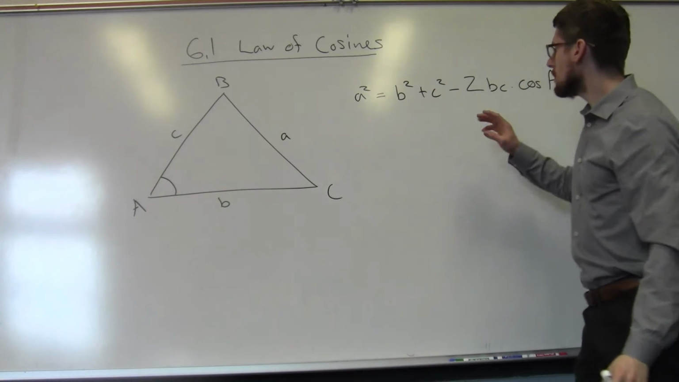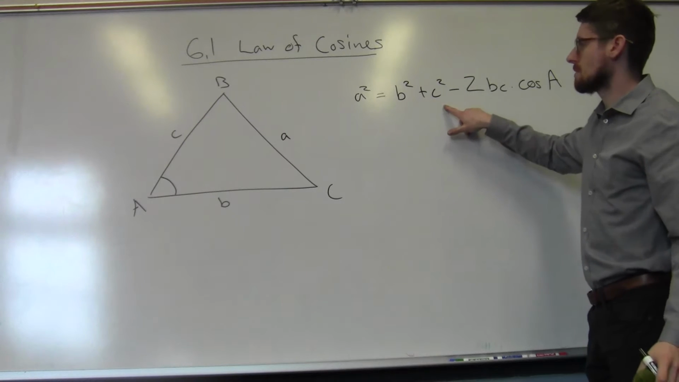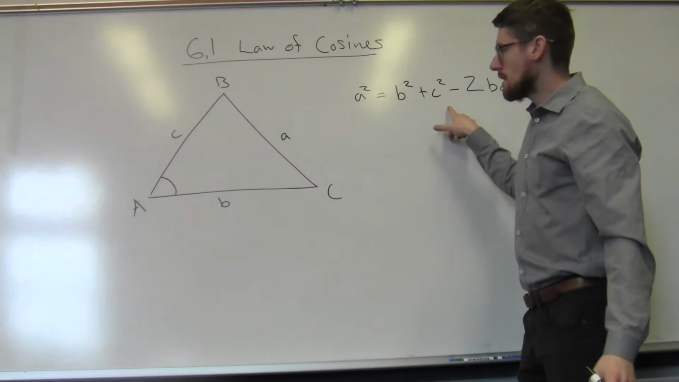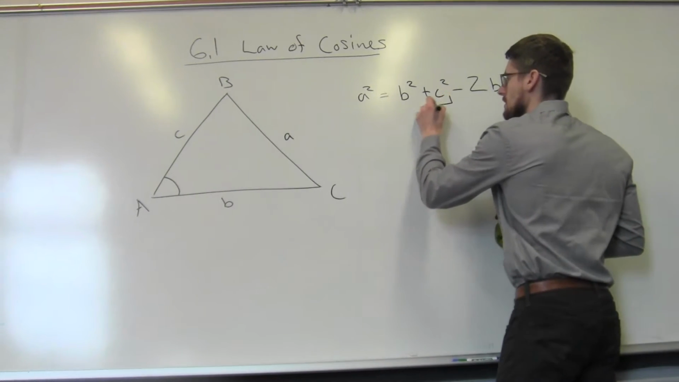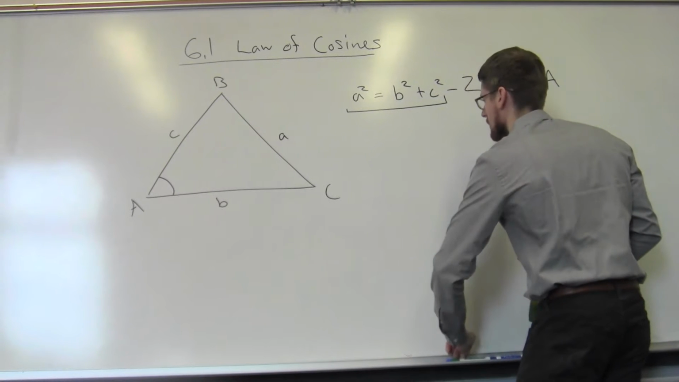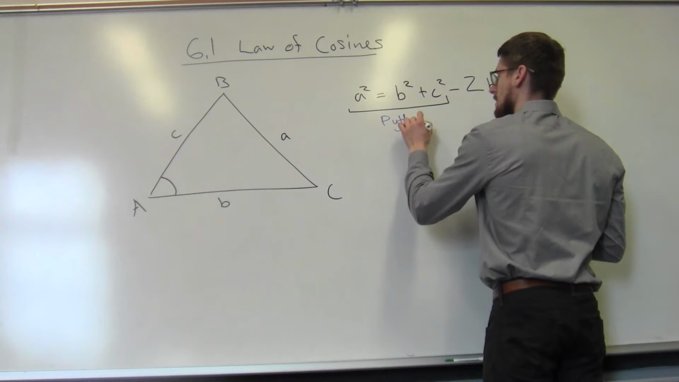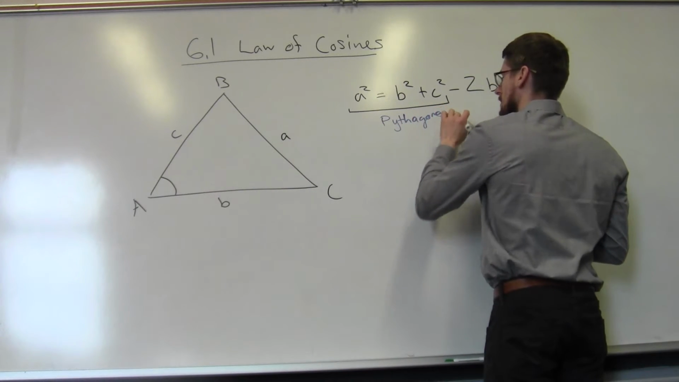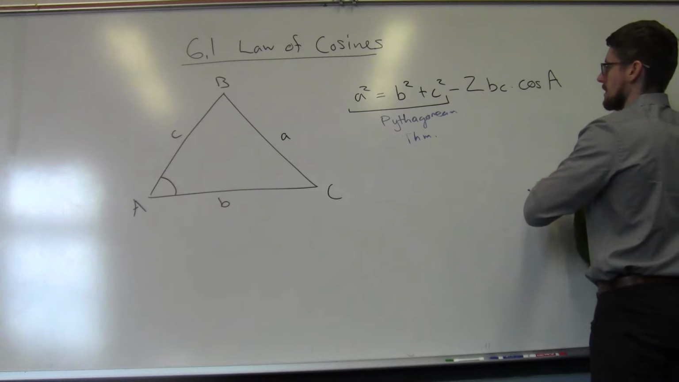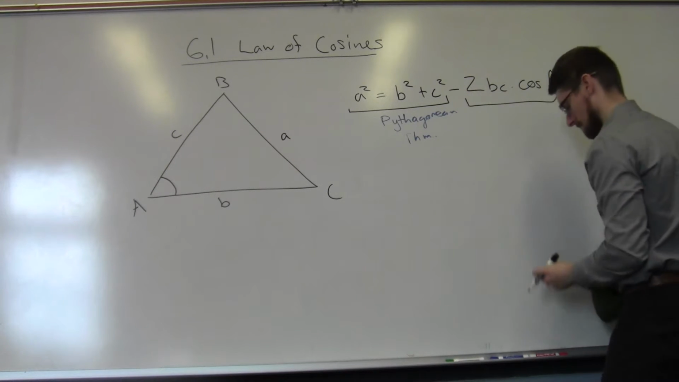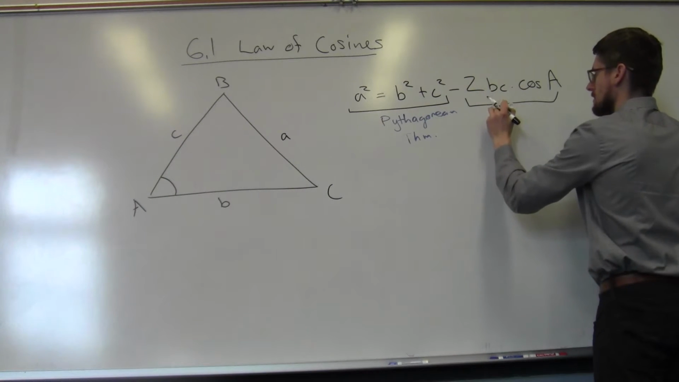What should look familiar is this a squared equals b squared plus c squared. Well, usually these are a and b and that's c, but it's basically the Pythagorean theorem part. It looks a lot like the Pythagorean theorem, and this last term is like the correction, because not all triangles are right.